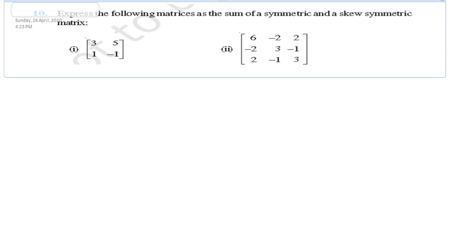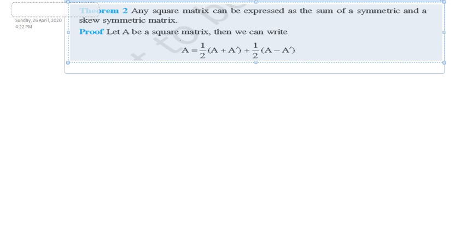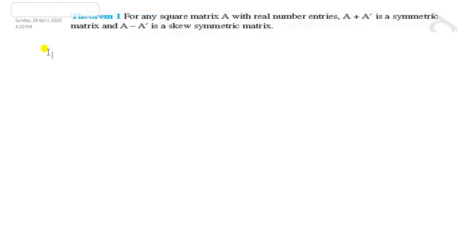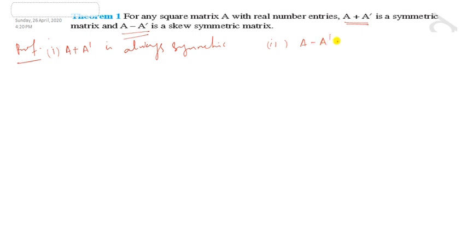Okay, now let me take up some of the results. Now this is the theorem which is given in your book. I have to prove that for any square matrix A with real number entries, A plus A dash is always a symmetric matrix and A minus A dash is always a skew symmetric matrix. So here, number 1, A plus A dash I have to prove is always symmetric, and A minus A dash is always skew symmetric.